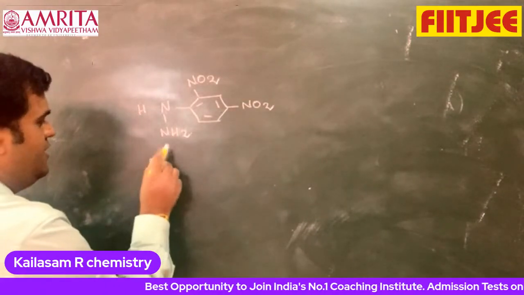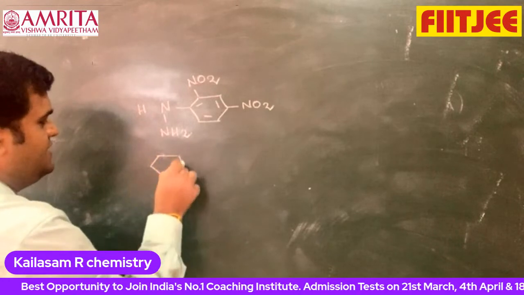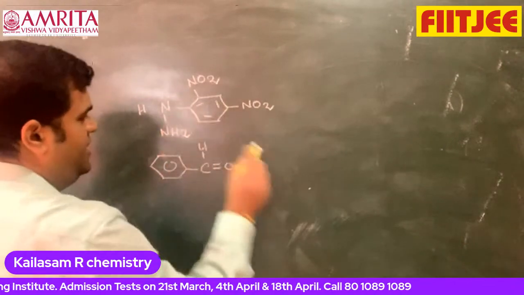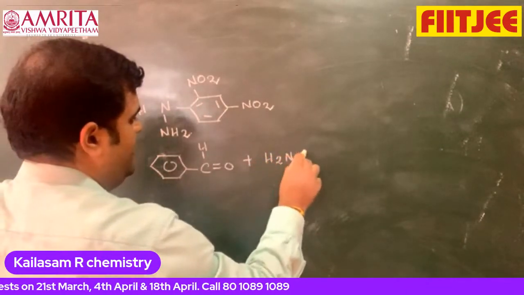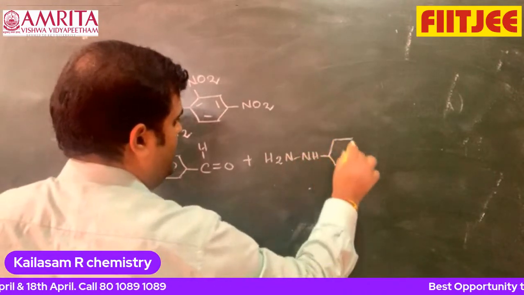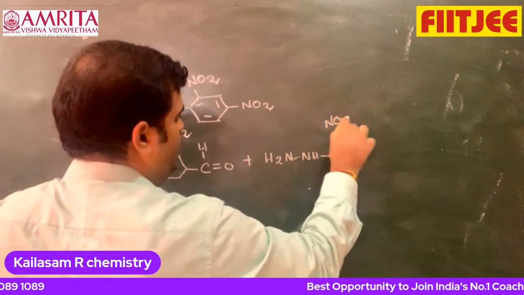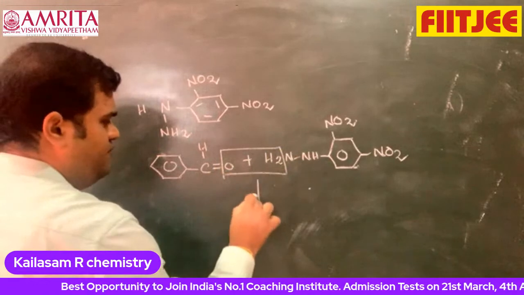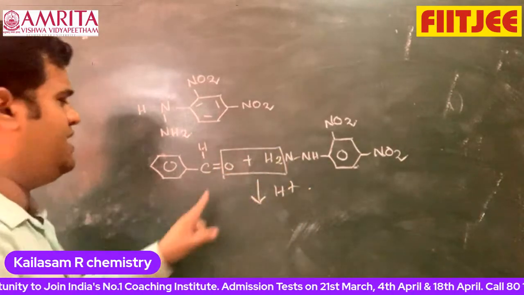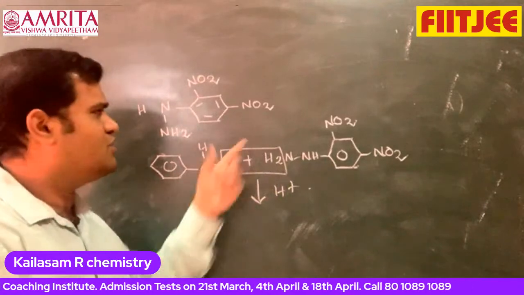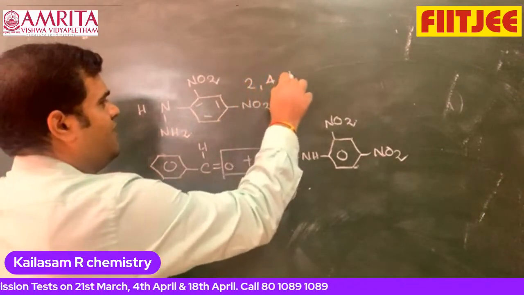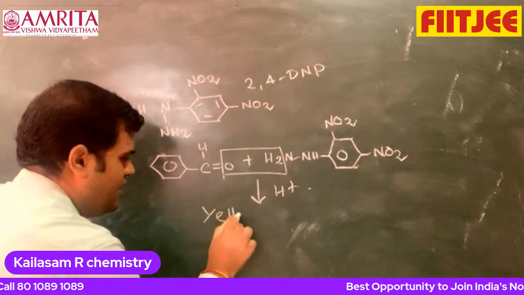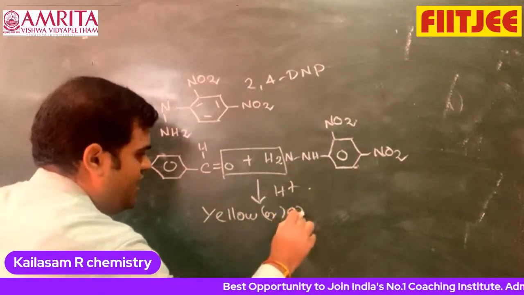When the carbonyl compounds react with 2,4-DNP, look at this, I'm taking benzaldehyde as the example. C double bond O, H, plus H2N NH with NO2 groups. What is going to happen? Very simple. Acidic medium. Why acidic medium? To enhance the electrophilicity of the carbonyl compound. It's called 2,4-DNP. So a water molecule is removed, which produces a yellow or orange precipitate.